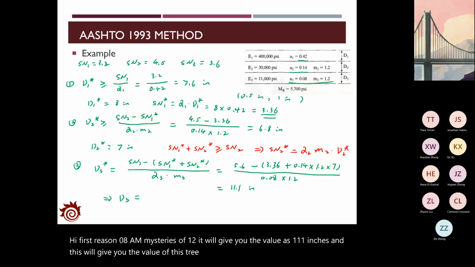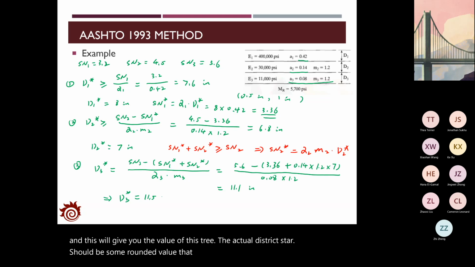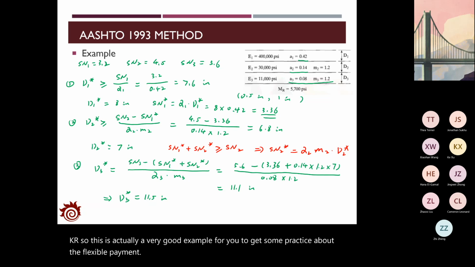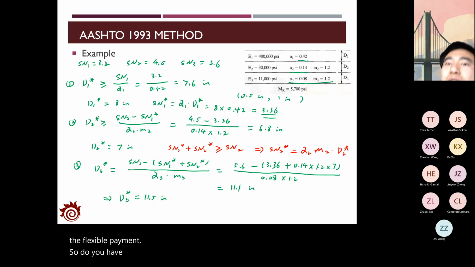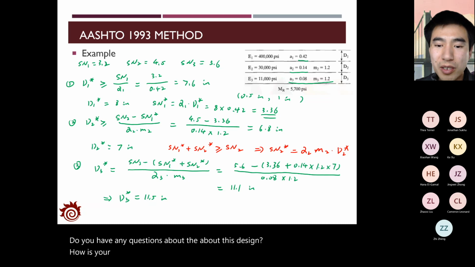The actual D3 star should be some rounded value, that is 11.5 inches. With that, you can get the thickness of all the layers, D1, D2, and D3 for the flexible pavement. Okay, so this is a very good example for you to get some practice about the flexible pavement. So do you have any questions about this design, or about this example?